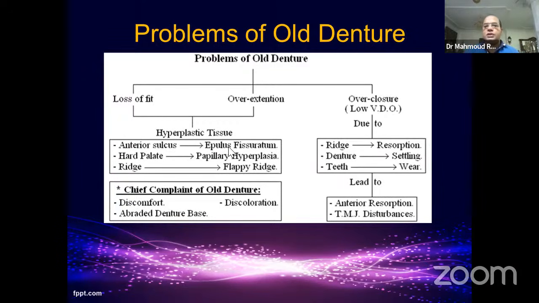So it is very important to instruct the patient for periodic recalls after delivery. The patient must have recall visits every 6 months after denture delivery, even when there is no complaint, just to make sure that everything is okay.